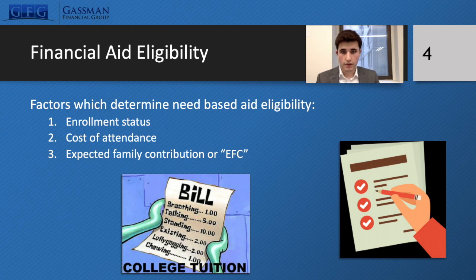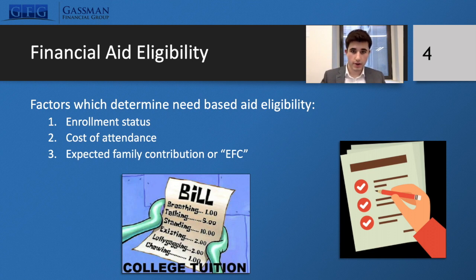Moving on. So, how do they calculate financial aid eligibility? The factors that determine need-based eligibility are enrollment status. That just discusses whether you're a full-time student or a part-time student. Second would be the cost of attendance. So this is how much it will cost you to go to that school. It includes tuition and fees, room and board, and books and supplies, as well as costs related to any disabilities you or your child may have.